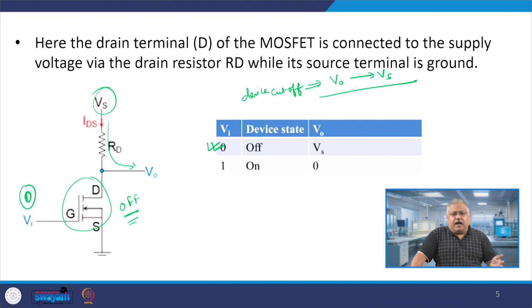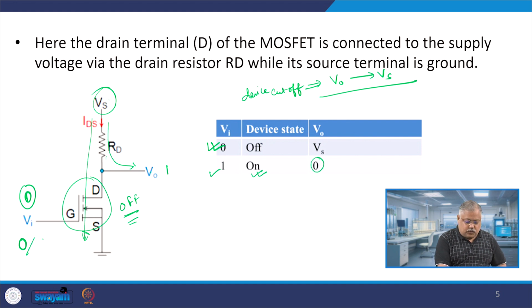And when I have turned on the gate voltage, then my Vi equals 1. When Vi equals 1, the device turns on. When the device turns on, the output goes to 0 because the current flows now through this path. So, a simple switch, if you look at it in that sense, is there. It also can be converted into an inverter, because when this is 0, this is 1, and when this is 1, this is 0. And from here you can see that the device is acting as a switch.